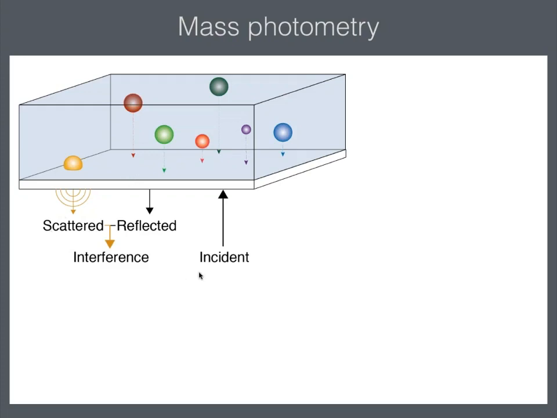So that glass slide is illuminated, so there's incident light on that glass slide. Some of that light is reflected, and for the molecules that are close to the surface, such as this yellow one here, those molecules will scatter some light as well. So you have scattered light, and that scattered light can interfere with the light that's reflected, and it's this interference that we actually measure in the mass photometry experiment. So what does this look like?